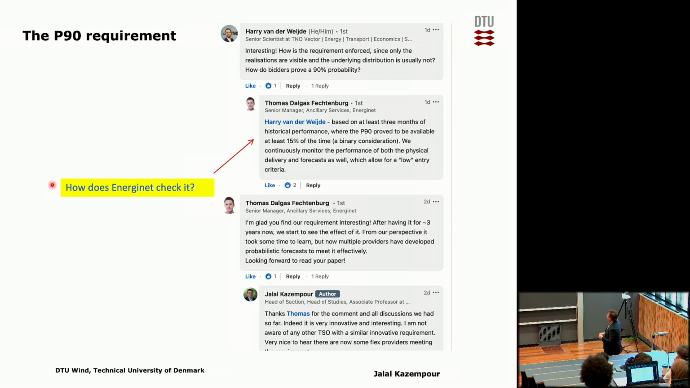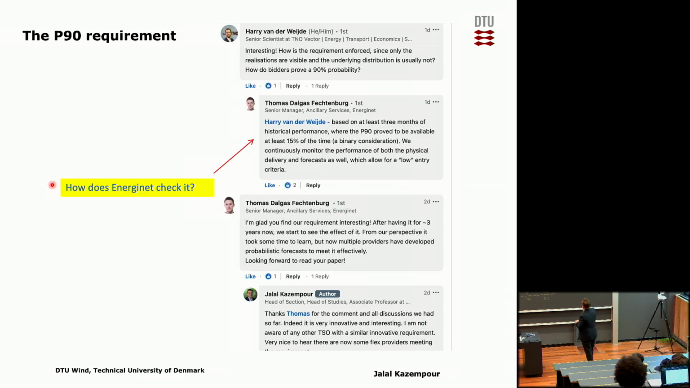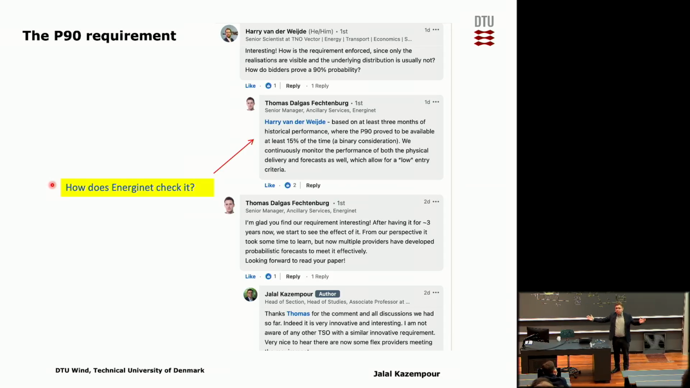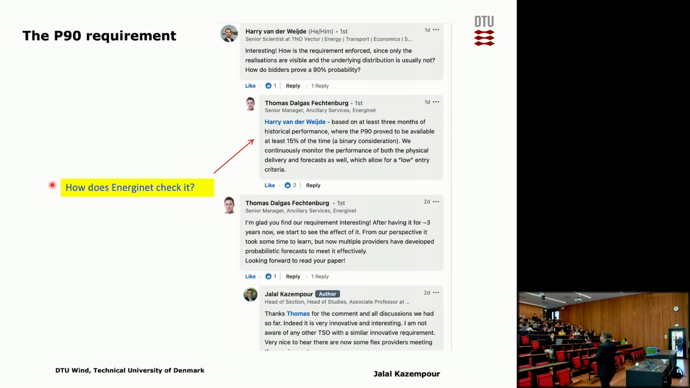We continuously monitor the performance of both the physical delivery and the forecast as well, which allows for a low entry criteria. Okay, so it's based on the historical performance in the last 3 months. Yes, please. Does that mean that you have to wait 3 months before you can be considered for ancillary services? No, so, good question.